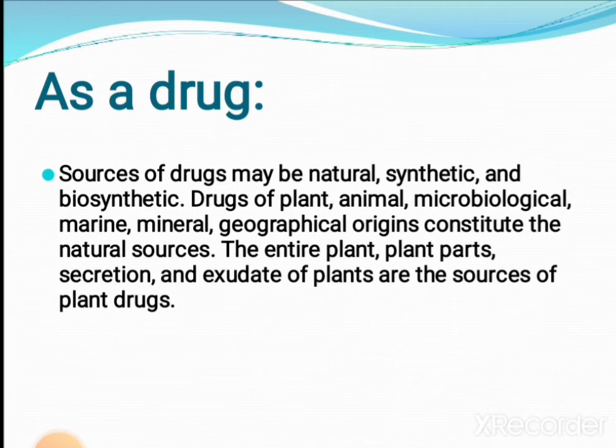The use of morphine as a drug. Sources of morphine may be natural, synthetic, and biosynthetic. Drugs of plant, animal, microbiological, marine, mineral and geographical origins constitute the natural sources. The entire plant, parts of the plant, and secretions and exudates of plants are the source of plant drugs. It means morphine is used as a drug, and its resources are plants and parts of plants.